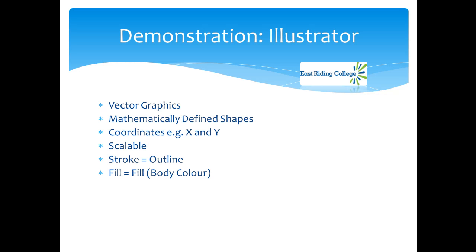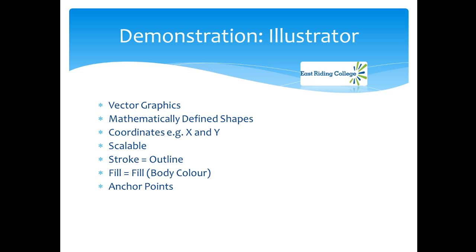Another term that I've not actually included in this list, which is very important, is path. A path defines the shape. So the mathematical definition of the shape, the line that defines that, is known as the path. And the path isn't visible in the final graphic when you output it, but it is represented in the authoring software when you are creating them.